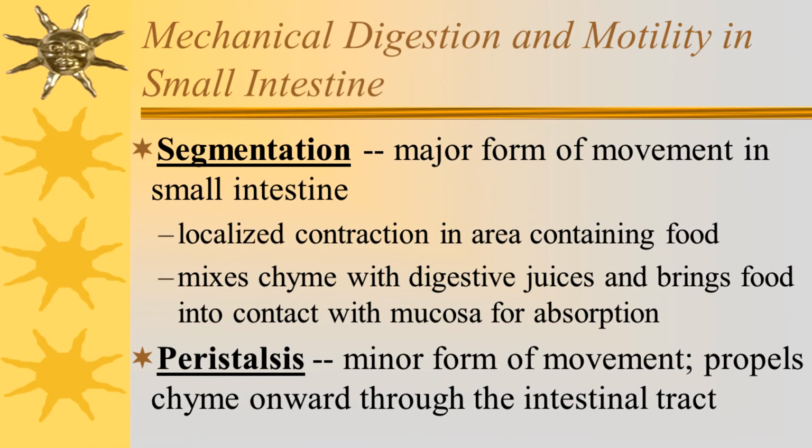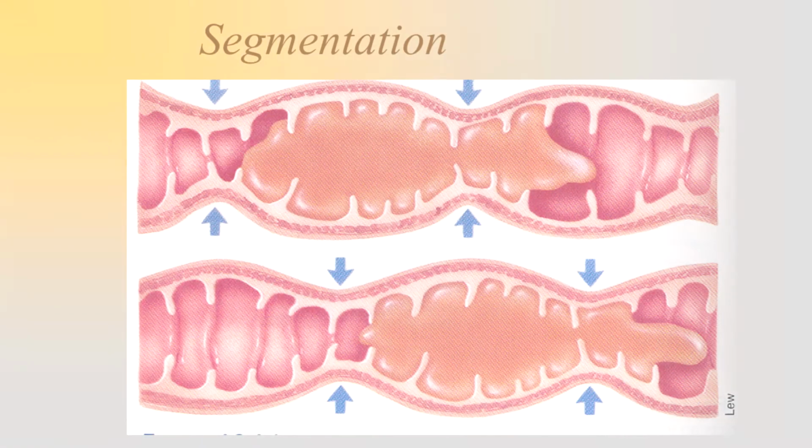Okay. So we also have some mechanical digestion processes, which in other words is mixing the chyme, and movement. So we have to ultimately move the chyme through the small intestine. And the primary mechanical digestion and motility process in the small intestine is a process called segmentation. And segmentation looks kind of like this.